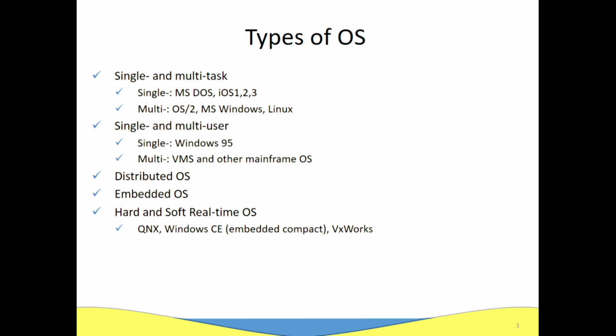Okay, so from the perspective of provided functionalities and application fields, operating systems are categorized as follows. Single and multitasks, single or multi-users, simultaneous access, distributed systems or systems that run on a single machine, and embedded or real-time systems. There are 2 types of real-time systems: hard real-time and soft real-time operating systems.